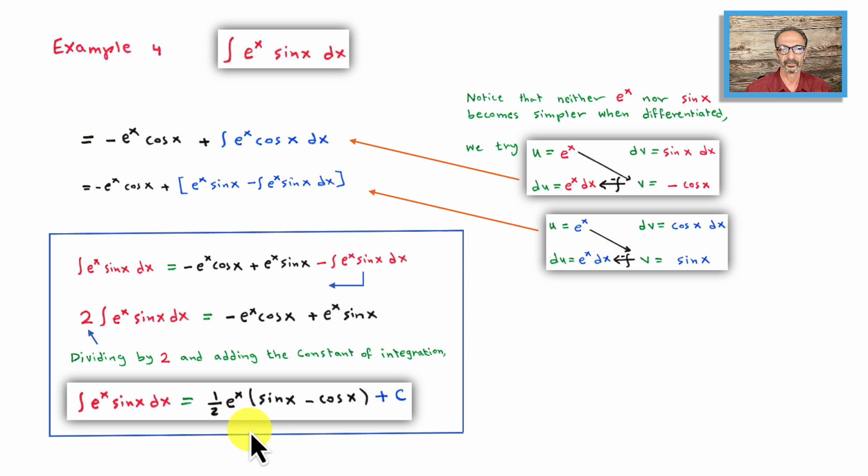We're done. So 1/2 e to the x, if you want to pull e to the x outside as a common factor, sine x with a positive, cosine x with a negative sign, and let's put a constant of integration at the end because we don't have limits right here. We don't want to forget the constant of integration.